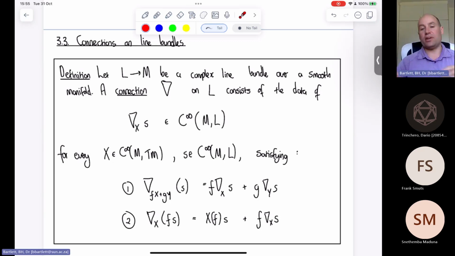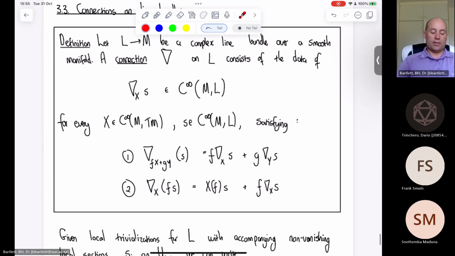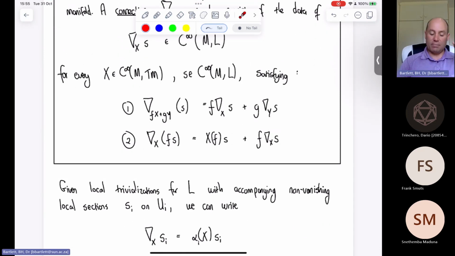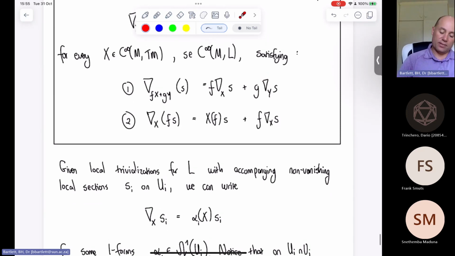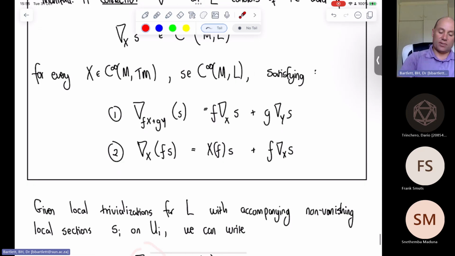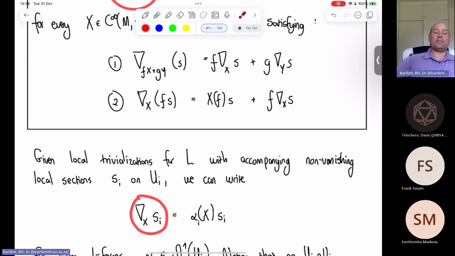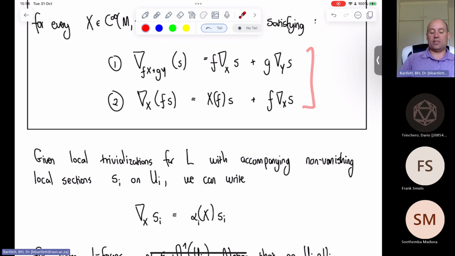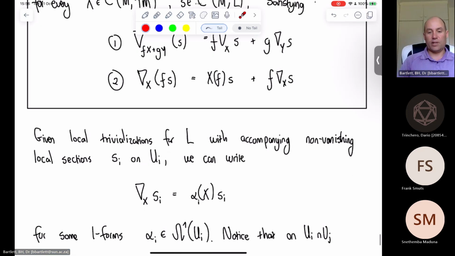But you can make those derivatives in various ways, so you have to give this data as extra data on the line bundle. If you've got a connection on a line bundle and you've got trivializations for your line bundle, that means you've got these local sections S_i, which are non-vanishing. This thing here is called the covariant derivative of the section. If I calculate the covariant derivative of the section S_i, it must again be a multiple of S_i, because I've got a line bundle, so S_i is a basis. Whatever this is, it's a multiple of S_i, and I'll call that multiple alpha_i of X. From these two conditions, you'll see that alpha_i is a one form on U_i.